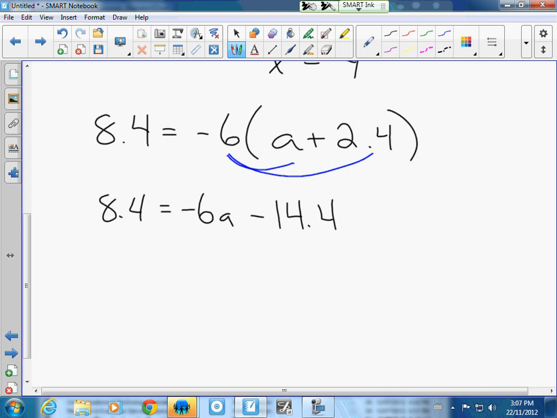The negative 14.4. We're going to move it to the other side. Is that right? Okay. How do we move this negative 14.4? You add 14.4 to the right side, so what do you do to the left? Add 14.4 to the left side. Okay, these are gone. So what's 8.4 plus 14.4? 22.8 equals negative 6A.